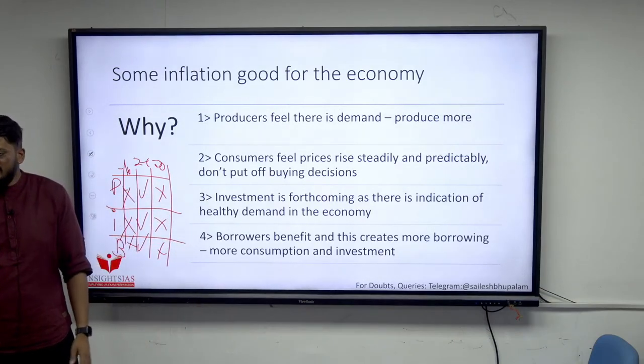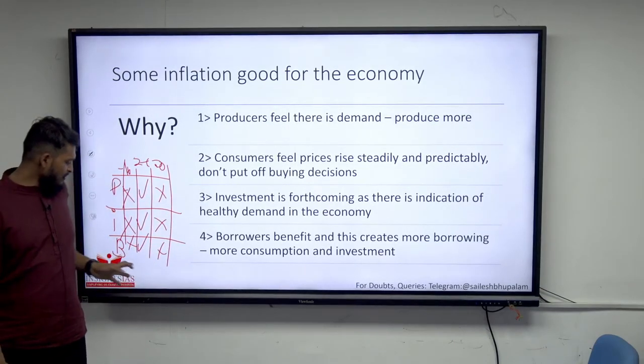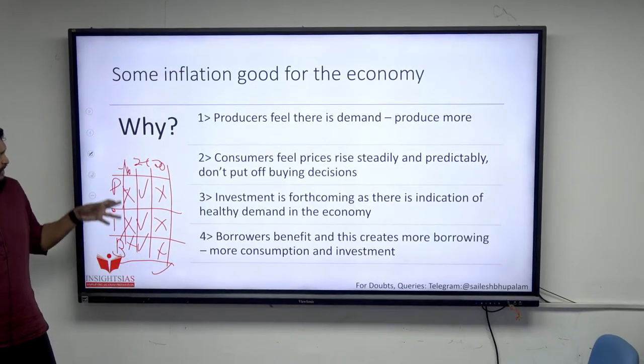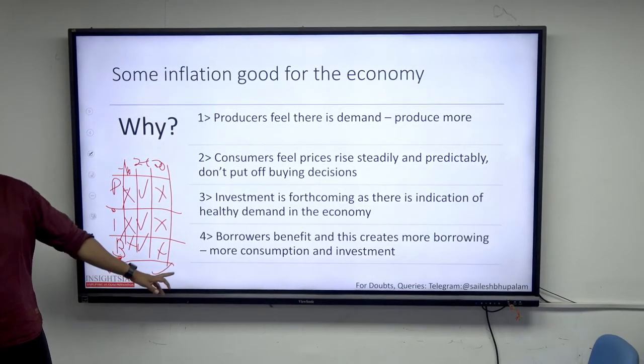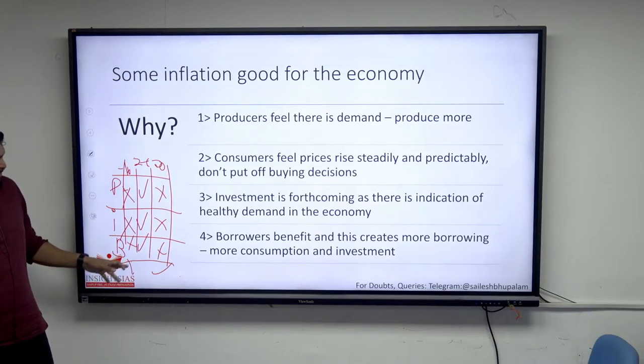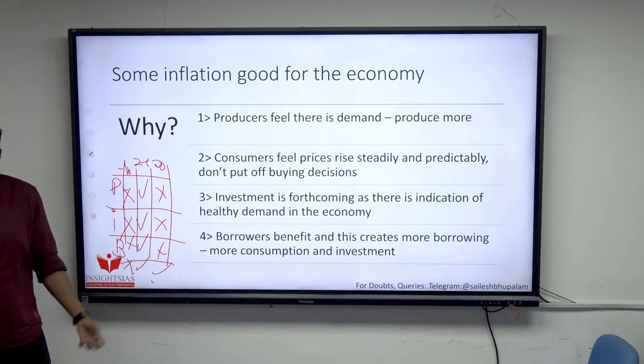Borrowers benefit when inflation is high. Even here, borrowers will probably borrow, but they are not producing and not investing, so the virtuous cycle will stop there. If it is negative, they will not borrow. Here they will borrow, here they will borrow. You understood this?